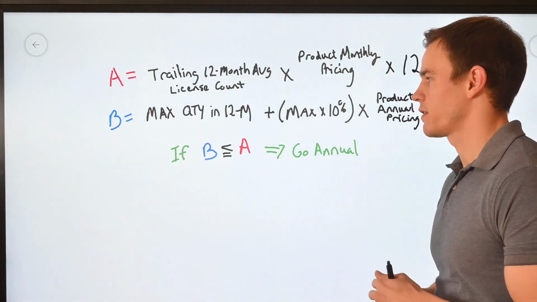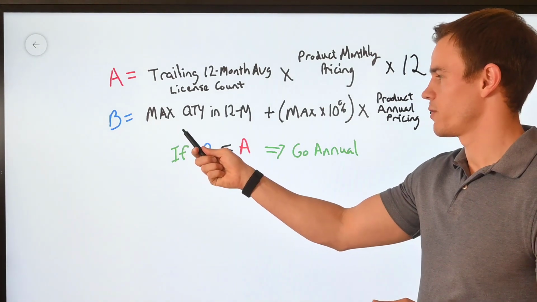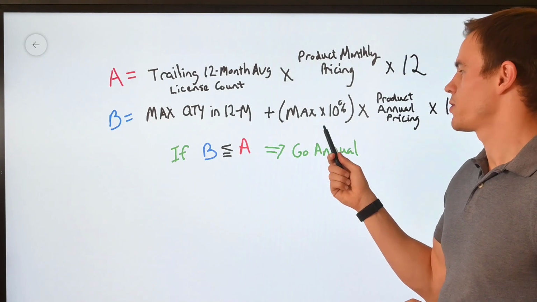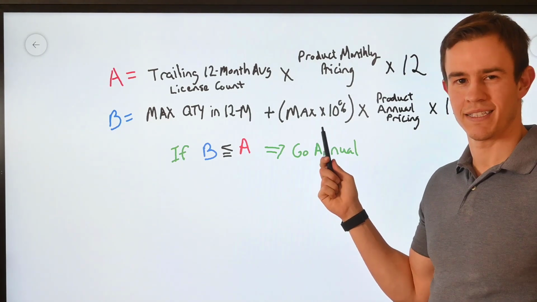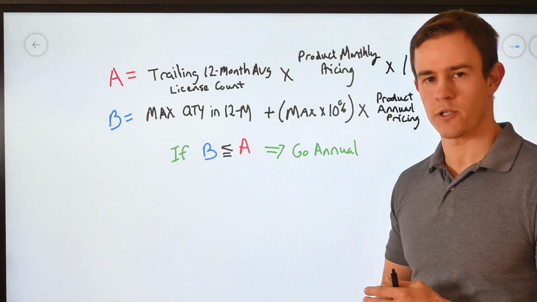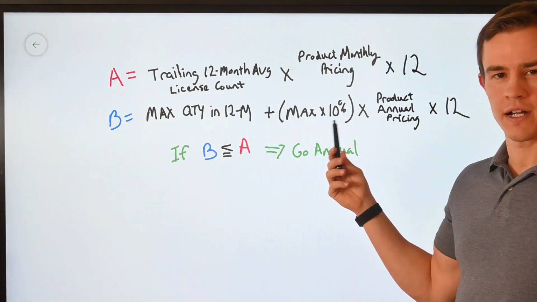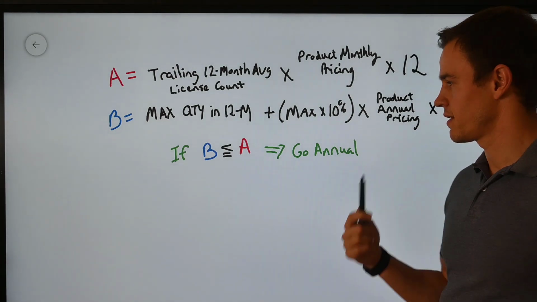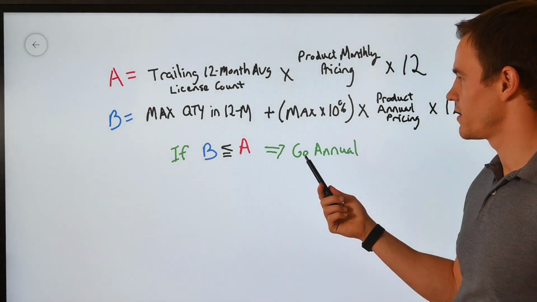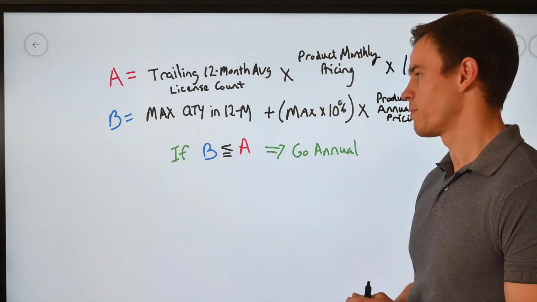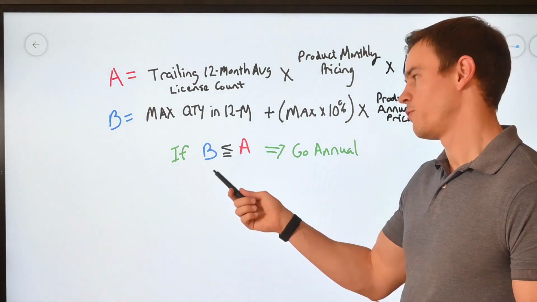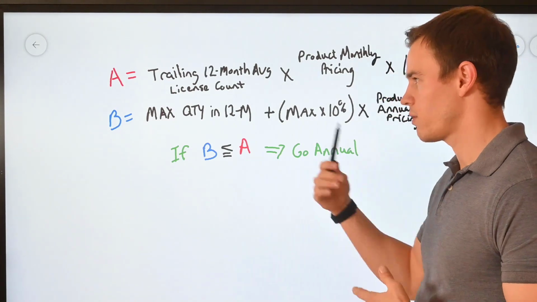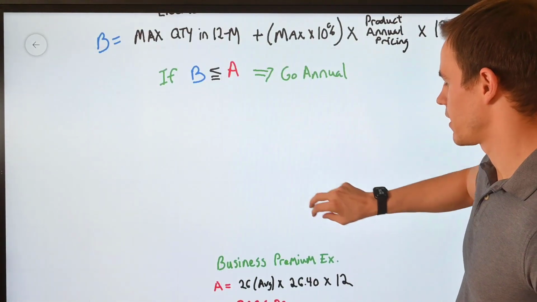Now with B, you're looking at your max quantity, so you're taking the max quantity over the past 12 months. You're adding in a little bit of a cushion here by taking the max, multiplying it by 10%, so you have a little bit of a cushion in your seat counts. You can choose whether or not to do that, and then you can multiply that by the product annual pricing times 12, and then you'll determine your basic comparison here, which is to say that if B is less than or equal to A, then you should definitely be going annual. Otherwise, you need to consider what monthly might look like.